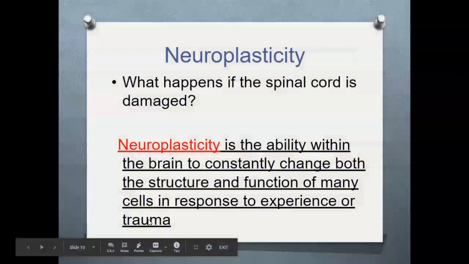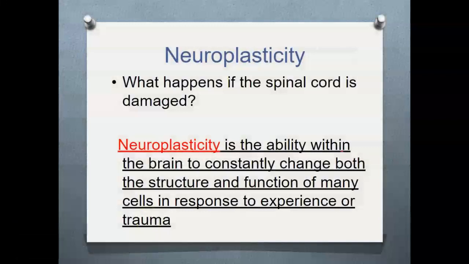One thing that we do have that is just amazing in our brain is neuroplasticity. So first of all, what happens if the spinal cord is damaged? Well, there becomes a block in the communication system. Our spinal cord has to be intact in order for this to work seamlessly. But neuroplasticity is something that actually takes place within the brain, not the spinal cord. It's the ability within the brain to constantly change both the structure and the function of many cells in response to experience or trauma. What does this really mean?